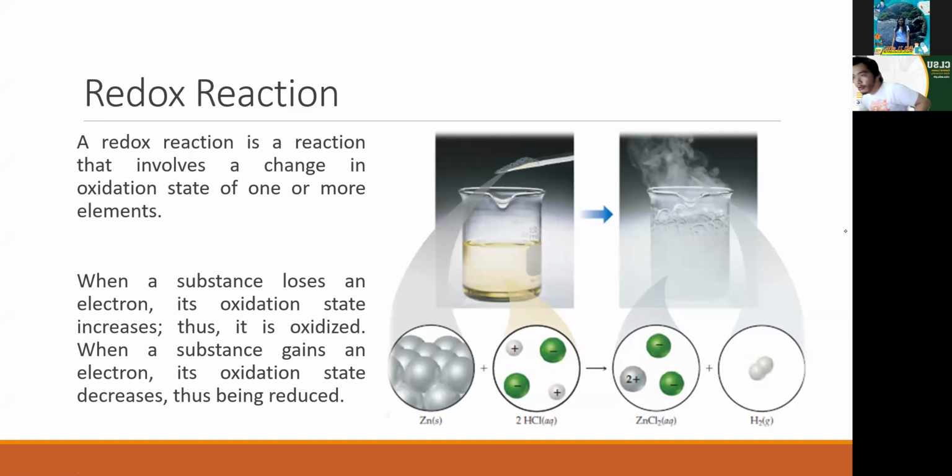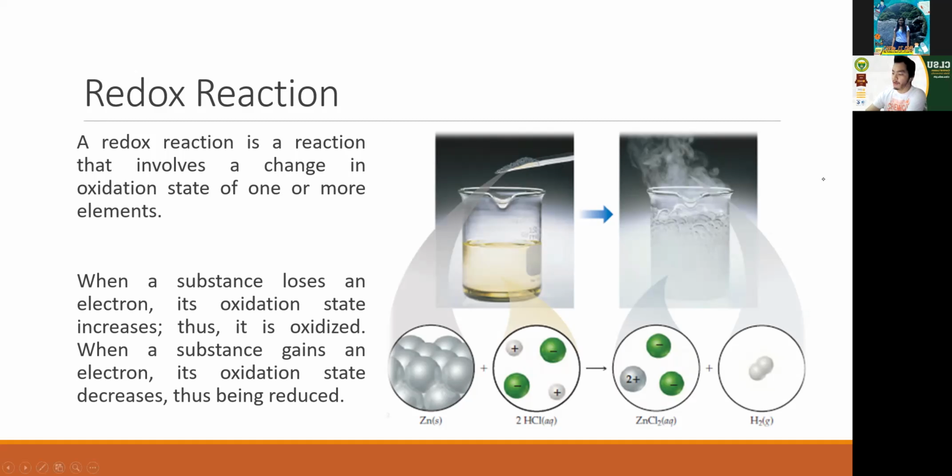So, from the definition, a redox reaction, sabi ko nga kanina, involves a change in oxidation state of one or more elements. So from the mnemonics, sabi, when a substance loses an electron, its oxidation state increases, and thus it is oxidized. Pag naman vice versa, pag nag-gain siya ng electron, yung oxidation state niya bumababa. So ibig sabihin na-reduce siya.